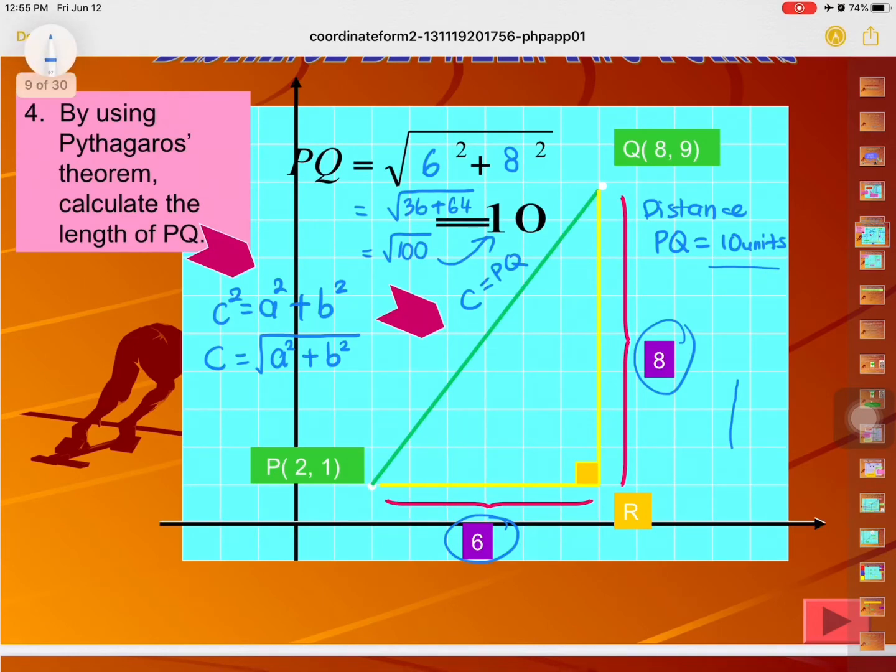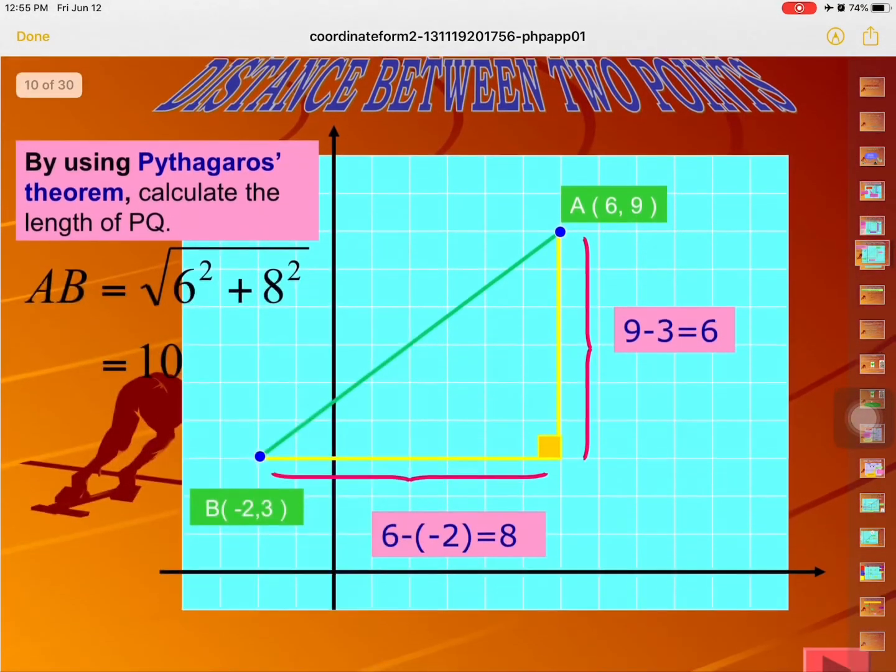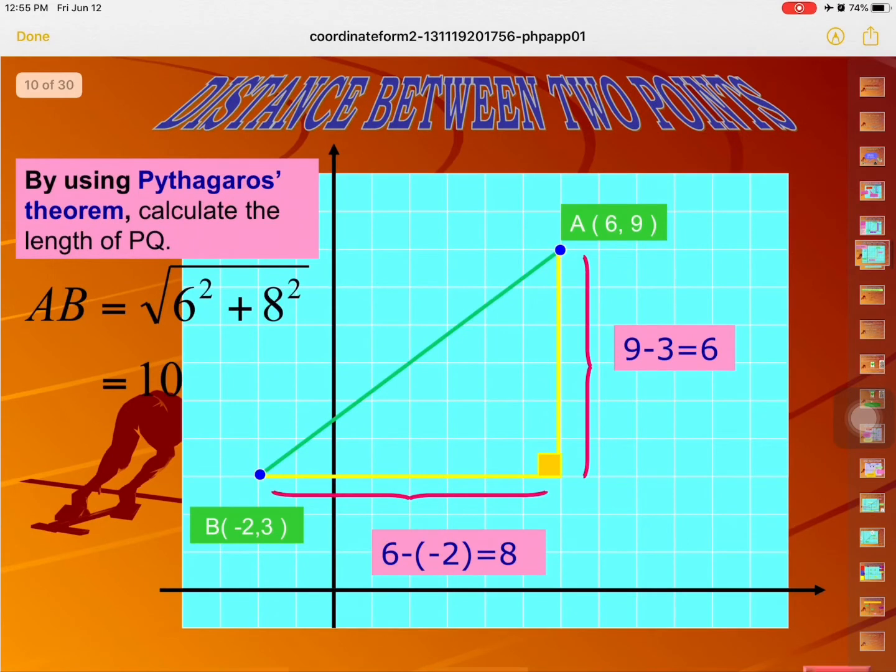The previous slide shows you did not need to calculate, you didn't need to minus the coordinates. You just need to find how many boxes from P to R and how many boxes from Q to R. The other way round to find it is by minusing the coordinates, deducting the coordinates.